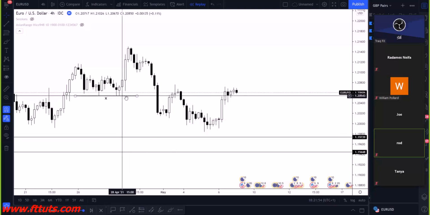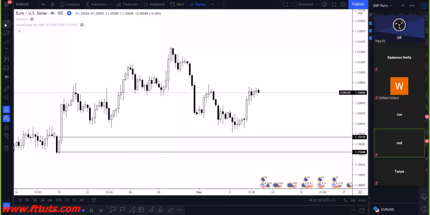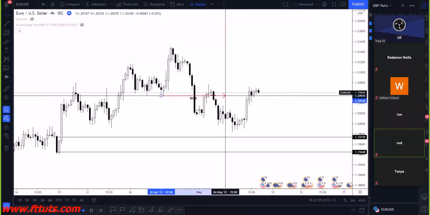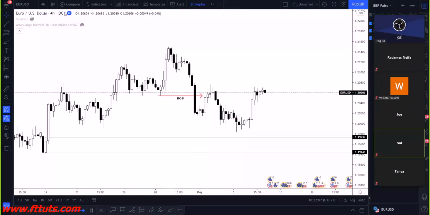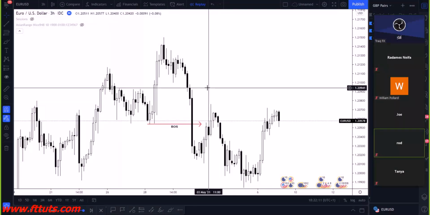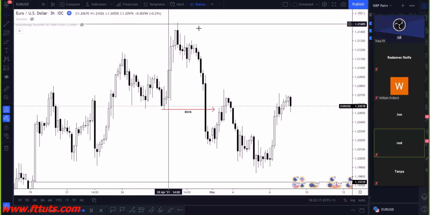So if you were looking to sell this, you can say that this is a pretty clean break of structure. Right here we have a pretty clean BOS, sorry, not COS, BOS towards the downside. And if we're looking at how we would sell this, well, let's go down to the 3-hour time frame and let's look for institutional candles that were at the top of this move up, and that were responsible for that break of structure.